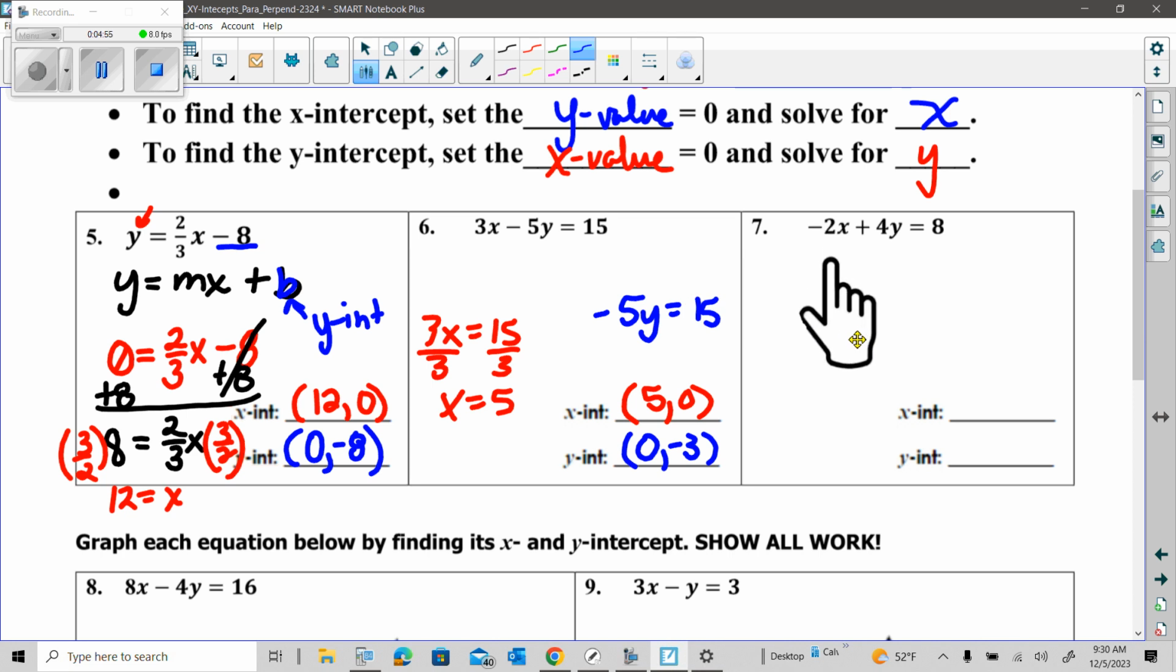So like if I wanted to, go ahead and try 7. If I want to do the x-intercept, cover up the y, and write your new equation. I covered it up for you. Write it down. Don't forget your signs. Now, cover up the x and solve for y. Okay?